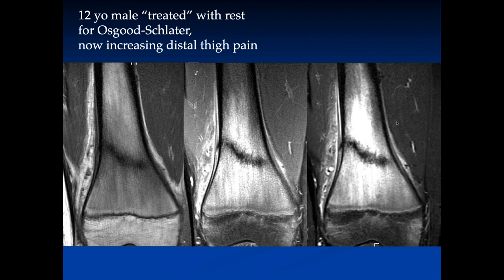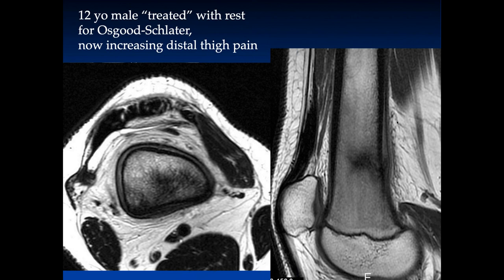Ashu, what do you think of this case? This looks like an incomplete fracture through the distal femur. It's going through the posterior wall, treated with rest. It looks like there's some moderate bone marrow edema, and I don't know if there's discontinuity of that posterior cortex and some periosteal reaction as well posteriorly. Yeah. You can see a little bit of a flaring there of the periosteum.